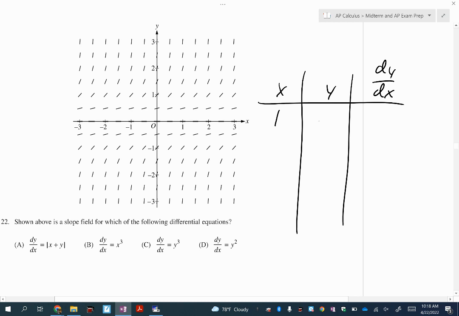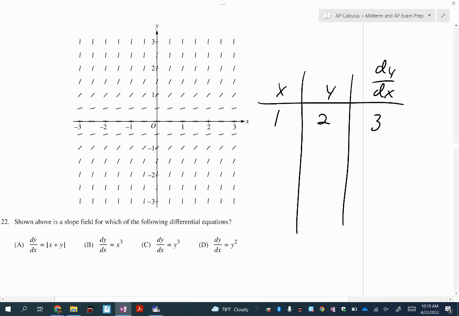1, 2. I love it. Why not? Okay, here we go. So at 1, 2, that looks pretty steep and positive. So I'm looking for something probably more than positive 1. All right, so let's see. What is 1 plus 2? 3. What's the absolute value of that? Could it be positive 3? It could. I can't cross out A.